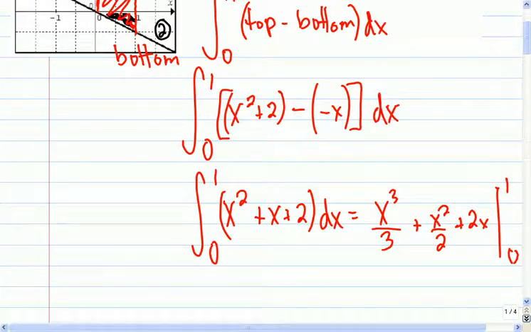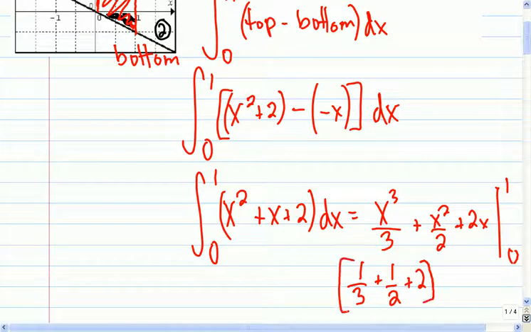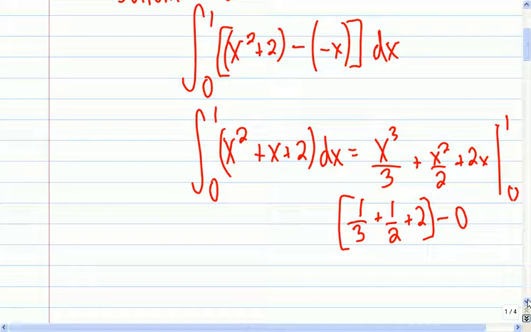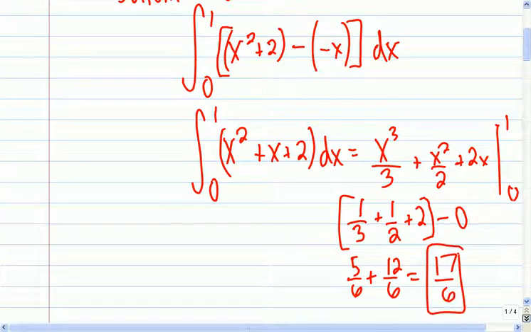Okay, so if we take these two points, you may want to end up using your graphing calculator to help you out with this. After all, who likes to do fractions by hand? And, all right, just for fun, let's see here. So that'll be 2 sixths and 3 sixths is 5 out of 6. Plus 12 out of 6, so 17 out of 6 would be the area between those two curves.